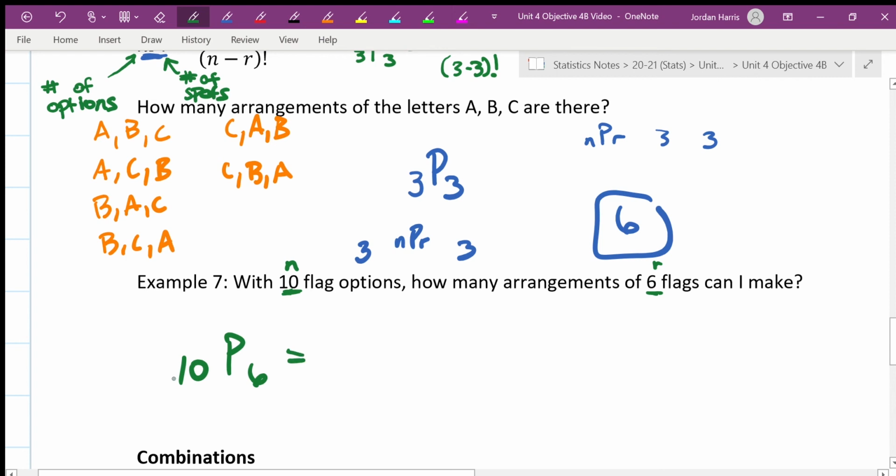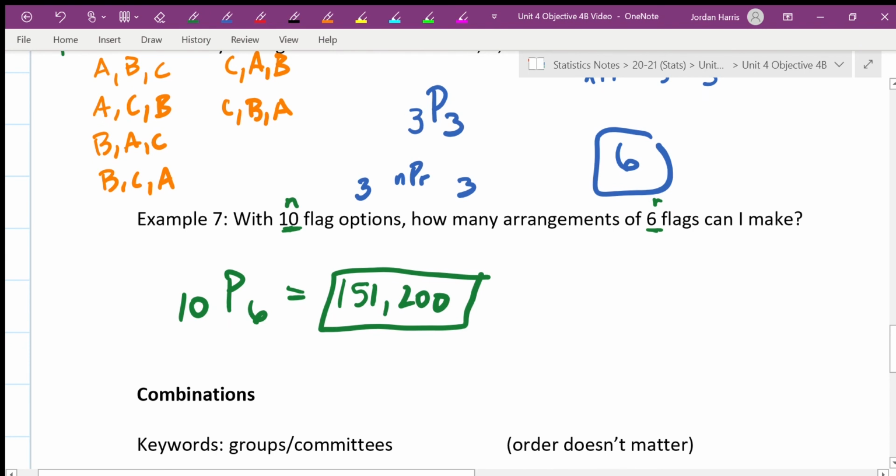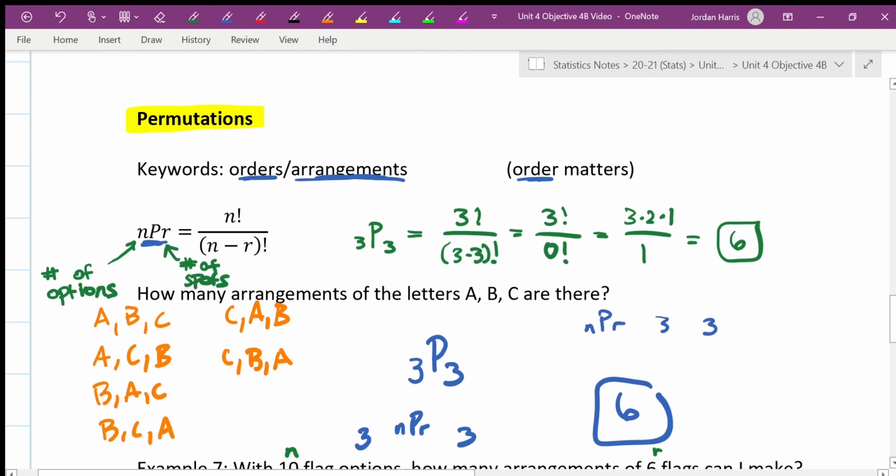Okay, so we type this in, 10 nPr 6 or nPr 10, then 6, whatever your calculator uses, 151,200. A lot of possible arrangements, 151,200 arrangements. We're not going to write out all these because that would take forever. Okay, then, so that's permutation.